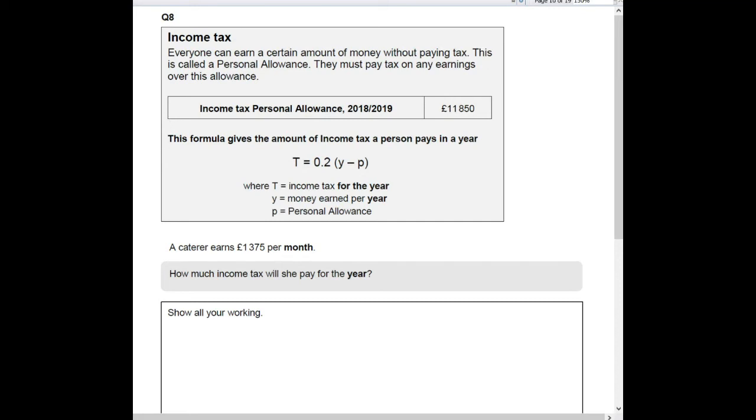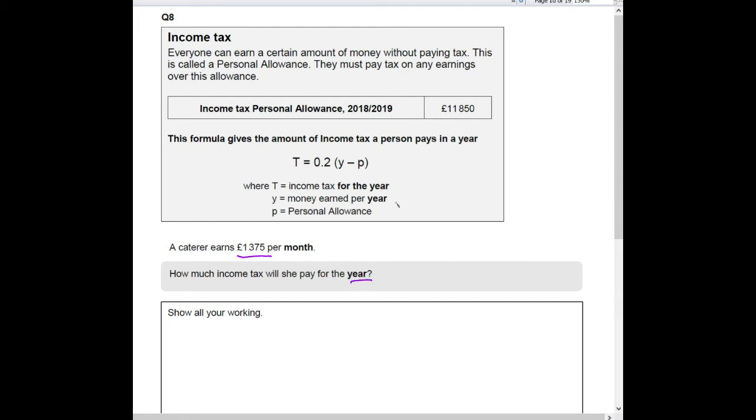This formula gives the amount of income tax a person pays in a year. T equals 0.2 brackets y minus p close brackets, where T is the income tax for the year, Y is the money earned per year, and P is the personal allowance. A caterer earns £1,375 per month. How much income tax will she pay for the year?